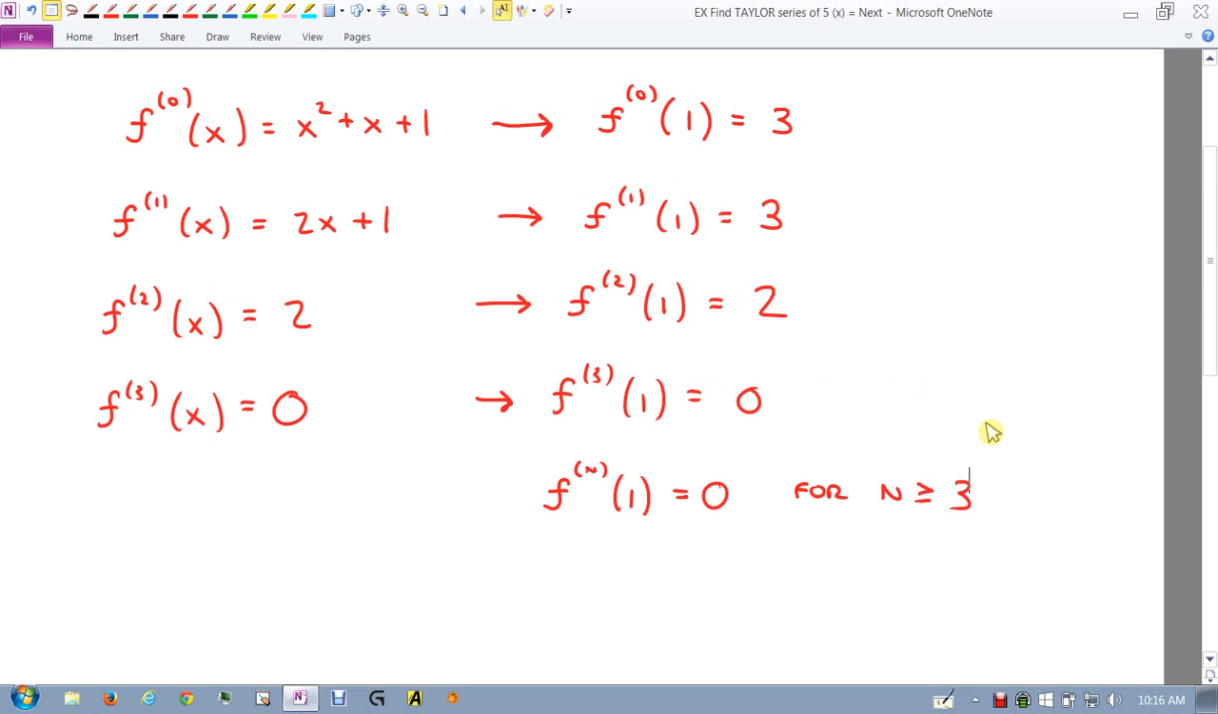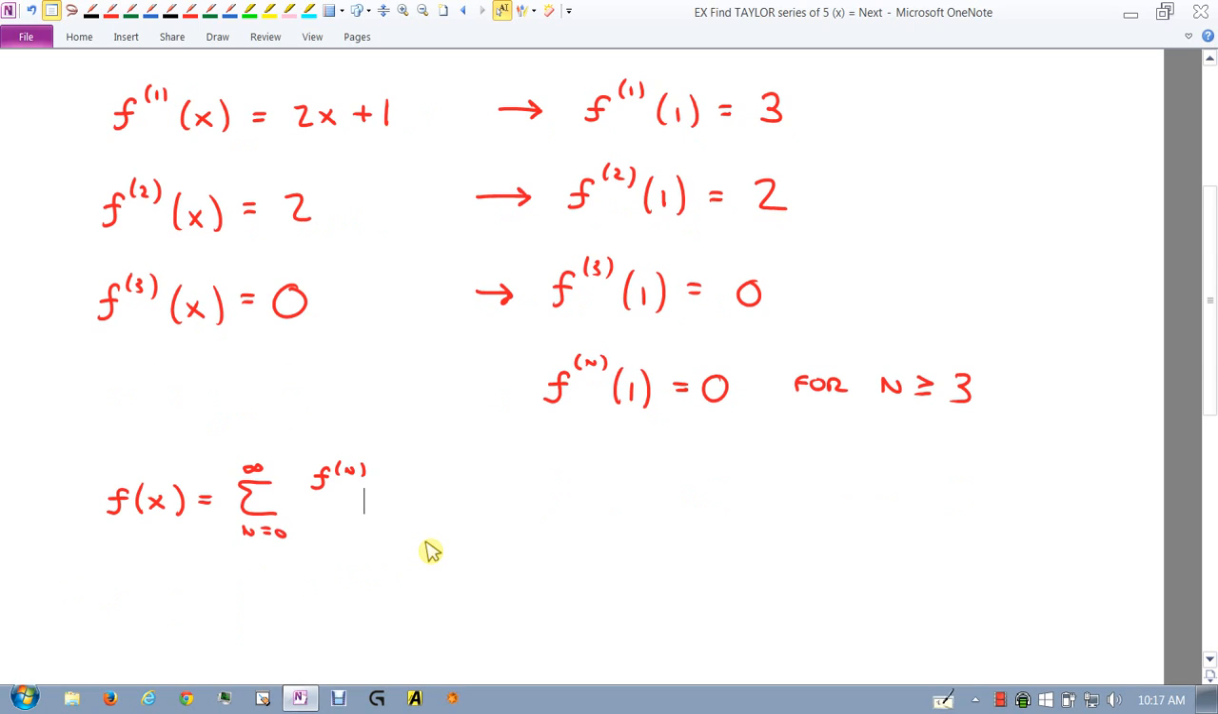So what I'd like us to do now is write out the power series. So f of x should be equal to the sum from n equals 0 to infinity of the nth derivative at a over n factorial, times x minus a to the n, right? That's what this function should be able to be written as. Yes?